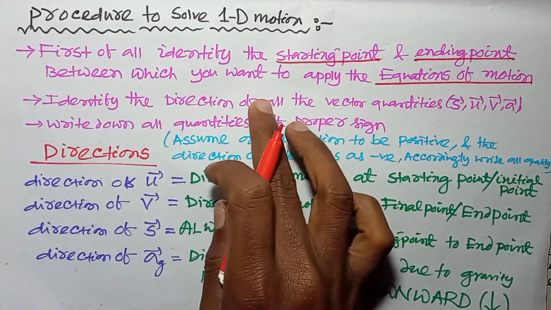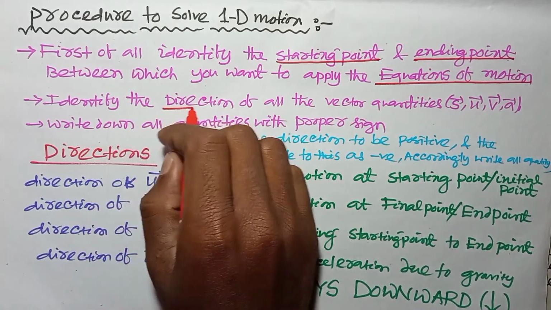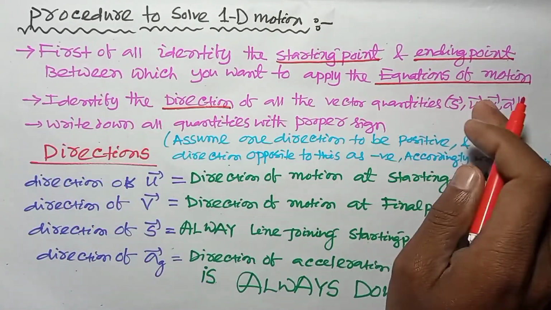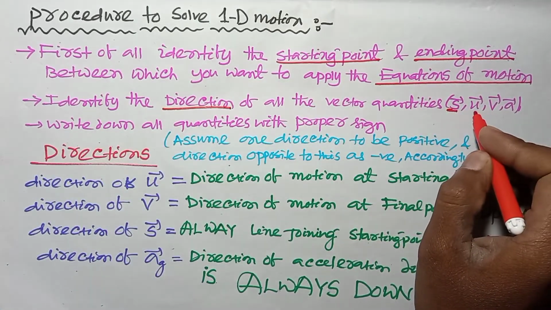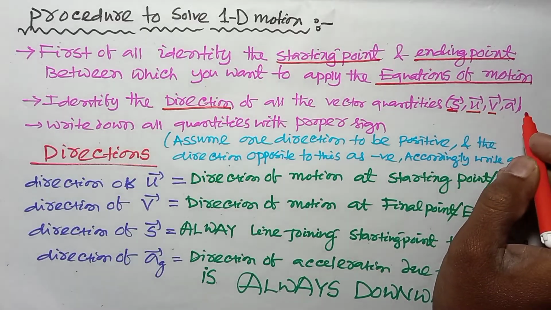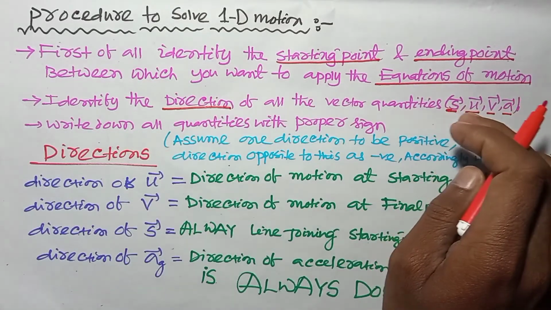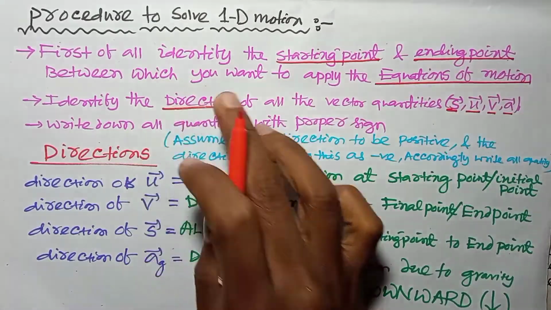देन आइडेंटिफाई द डायरेक्शन ऑफ ऑल वेक्टर क्वांटिटीज. आपको डायरेक्शन आइडेंटिफाई करना होगा सारे वेक्टर क्वांटिटीज का. एस वेक्टर का डायरेक्शन कहाँ से कहाँ होगा, यू वेक्टर का डायरेक्शन कहाँ से कहाँ है, वी वेक्टर का डायरेक्शन कहाँ से कहाँ, एक्सेलरेशन वेक्टर का डायरेक्शन कहाँ से कहाँ है. आपको ये सारे वेक्टर क्वांटिटीज का डायरेक्शन आइडेंटिफाई करना है.